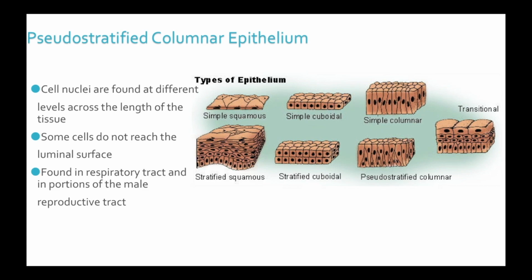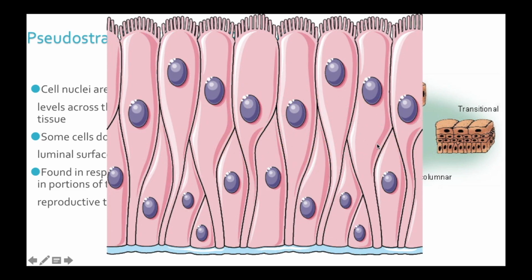So we know that they're in columns, so they're long, thin tubes. Pseudostratified means that they are pretend stratified. So they're not technically in two layers. They're actually in one layer, but they look like they're in two layers because the length of the cells differ.